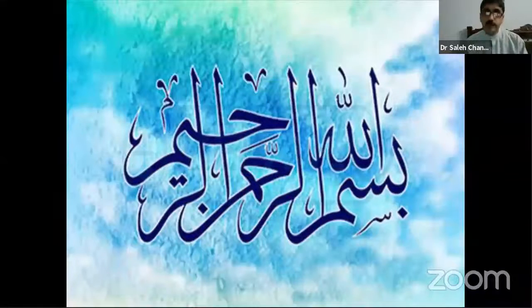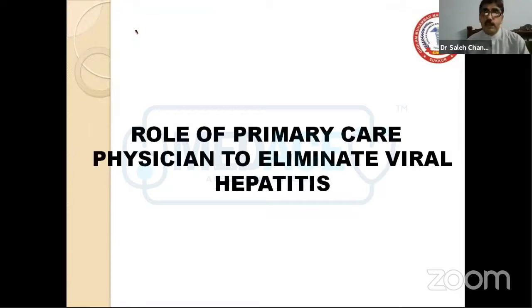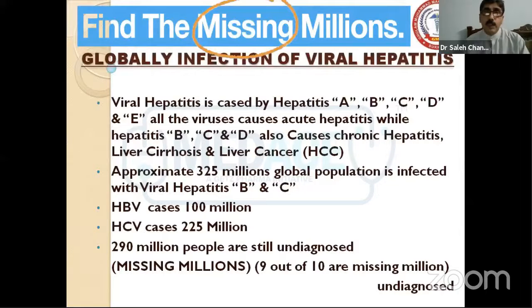Role of primary care physician to elimination of viral hepatitis. Globally, infection of viral hepatitis is caused by hepatitis A, B, C, Delta, and E. All the viruses cause acute hepatitis, while hepatitis B, C, and Delta also cause chronic hepatitis, liver cirrhosis, and liver cancer, that is HCC. Approximately 325 million global population is infected with viral hepatitis B and C, out of which HBV is around 100 million and HCV is around 225 million.